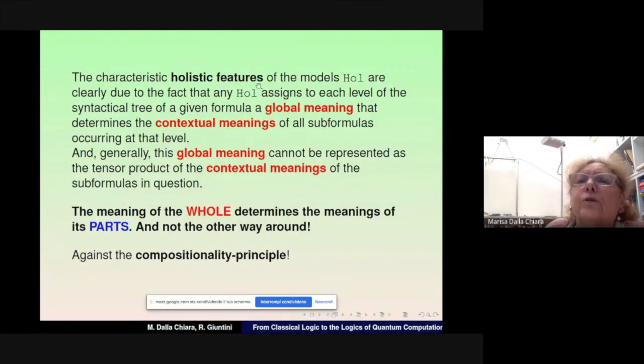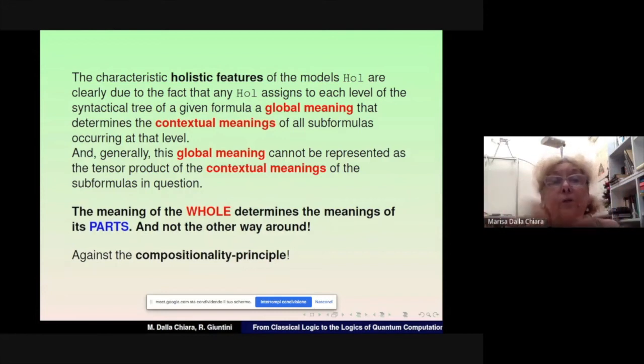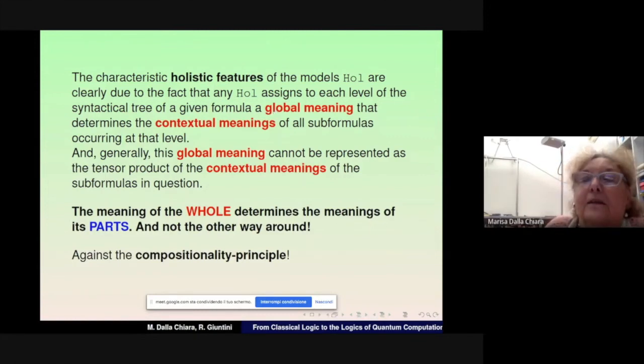So the characteristic holistic features of our model rho are clearly due to the fact that any model rho assigns to each level of the syntactical tree of a given formula a global meaning that determines the contextual meanings of all sub-formulas occurring at that level. And generally, this global meaning cannot be represented as the tensor product of the contextual meanings of the sub-formulas in question. So we can say that the meaning of the whole determines the meanings of its parts and not the other way around. Against the compositionality principle, and this fact has already been noticed by Roberto in his lecture, we recover here this important feature of the quantum theoretic formalism at a semantic level.